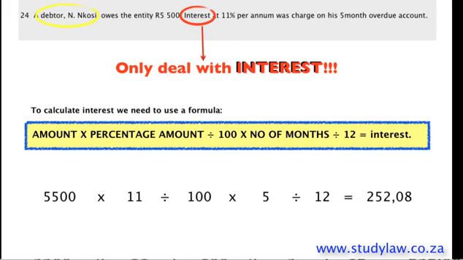If you punch this into your calculator, you should get an answer of 252,08. You must learn this formula off by heart.